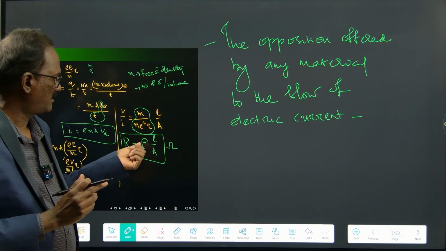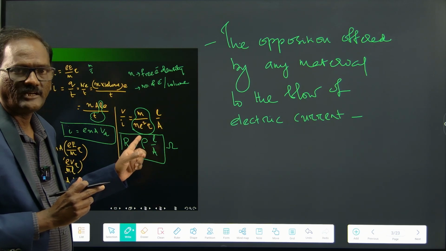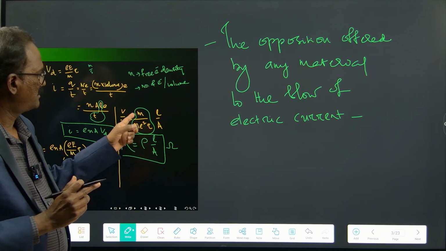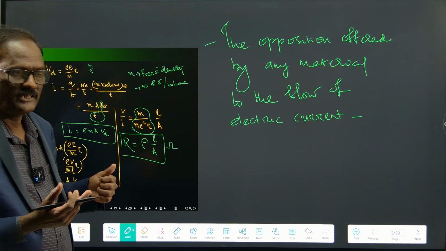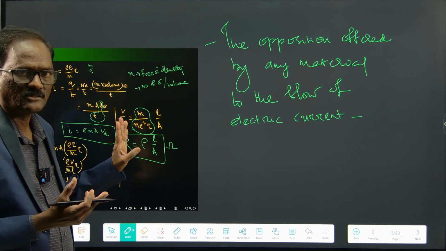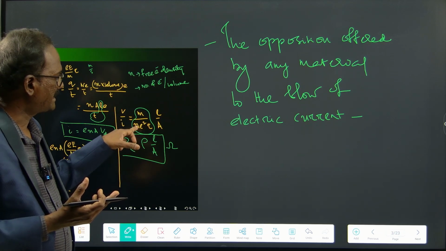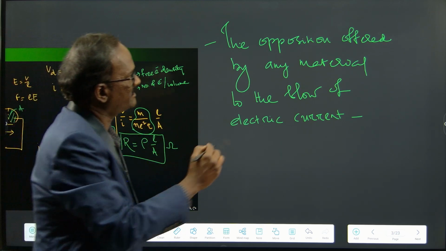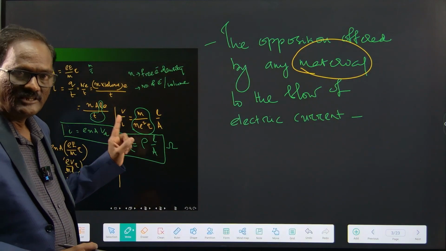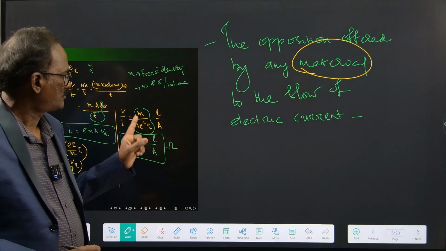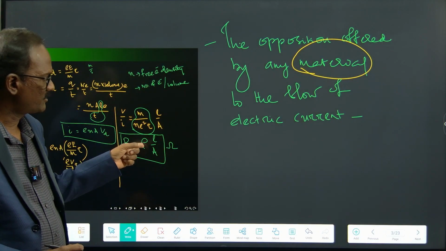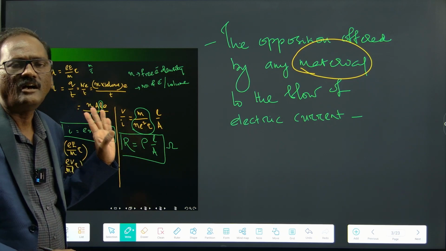Look at this equation. R is equal to rho L by A. These are dimensions. Rho is M over N E square tau. M is mass, N is free electron density, E is charge, tau is also constant, mass constant, E constant. Only the N can change from material to material. So N is responsible for the value of resistance, isn't it? If N varies, rho will vary. If rho varies, R will vary.